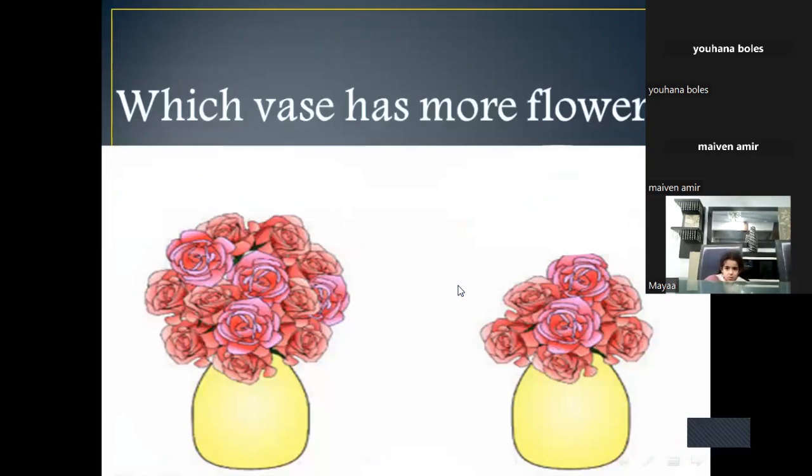Okay, I'm gonna ask you about which vase here has more flowers, is this or this? Okay, by your looking, quickly, which has more flowers without counting? Yes, this one.